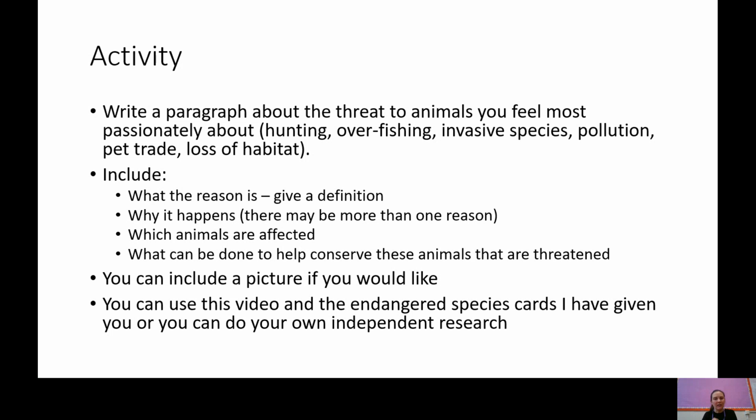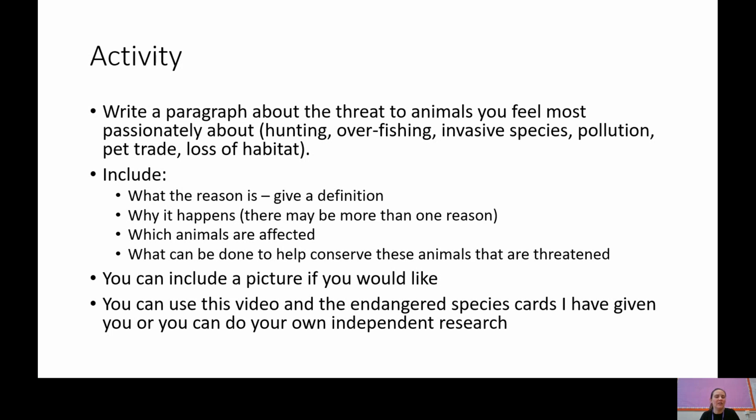I would like you to include what the reason is. I'd like you to give a definition. What is hunting? What do we mean by pollution? Why is it happening? And there may be more than one reason. Okay, so we discussed quite a lot of reasons for hunting. There was lots of reasons that there's a loss of habitat. Which animals are affected? Okay, so which animals are affected by hunting? Which animals are affected by loss of habitat?